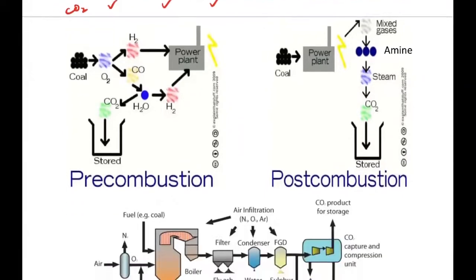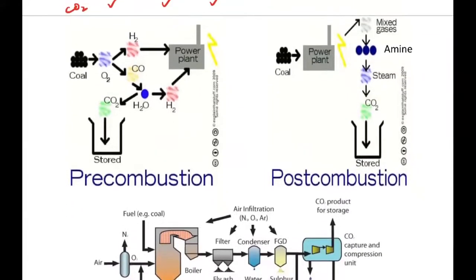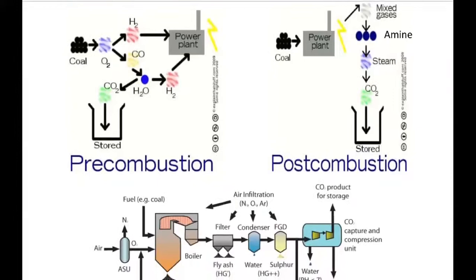So for example, for the pre-combustion, what that means is we're going to first treat the coal with oxygen here. Okay, so it's going to be a partial oxidation. We're going to extract the carbon as carbon dioxide, and the hydrogen in the coal is going to be converted into hydrogen gas.